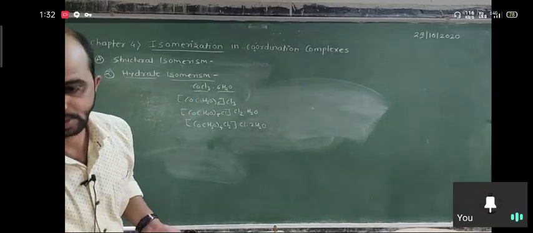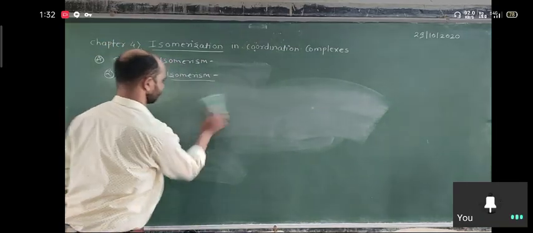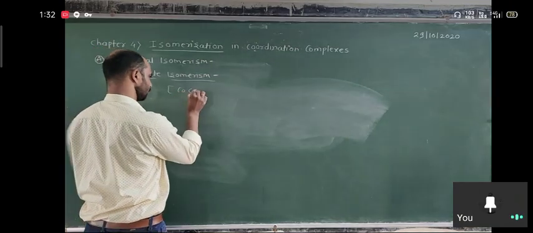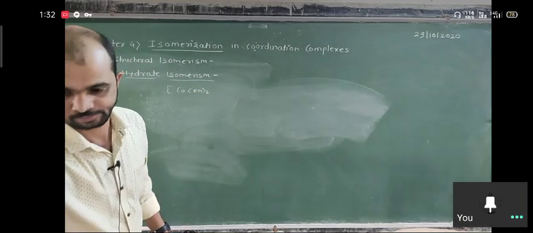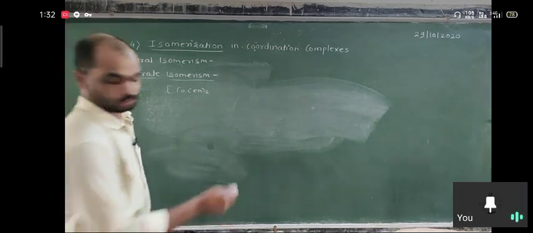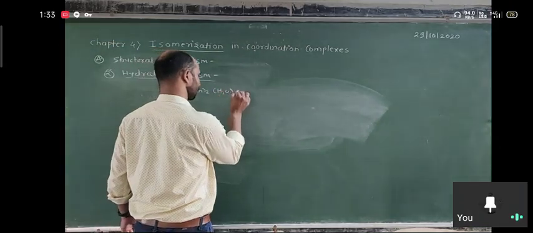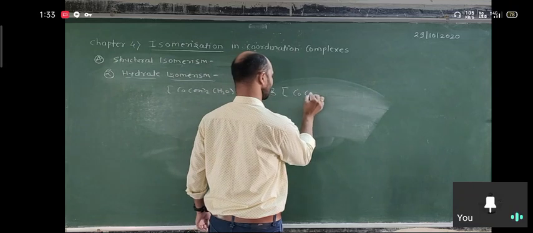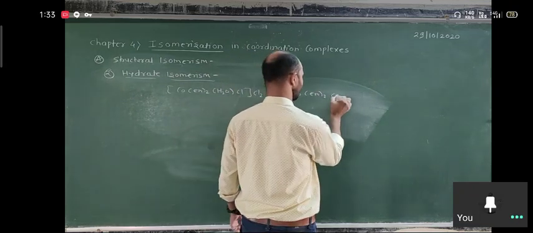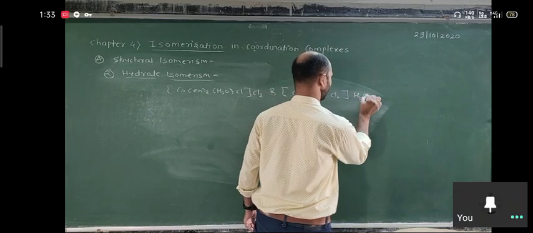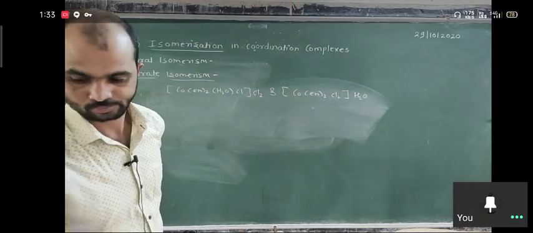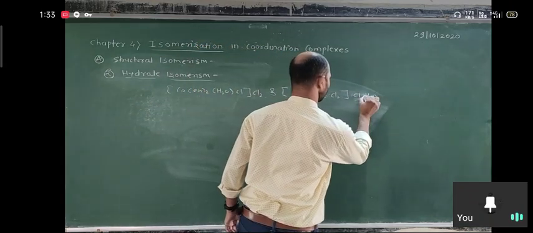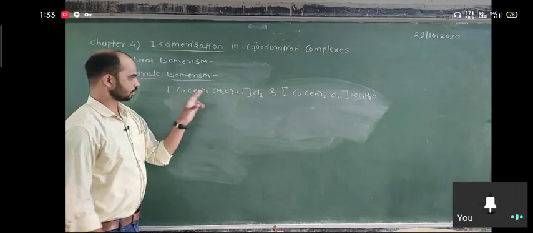Some examples we are going to consider here. Another example is given here: [Co(en)2(H2O)Cl]Cl2 and [Co(en)2Cl2]Cl·H2O. Look at here.